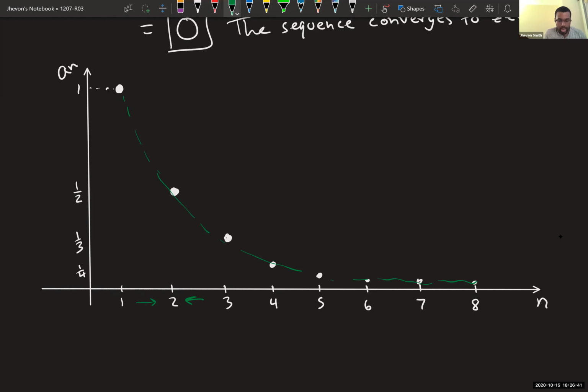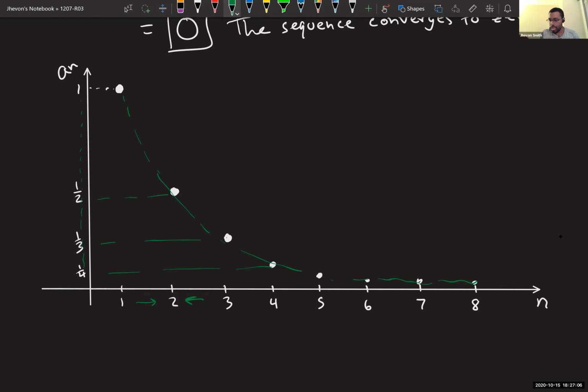So while I cannot approach any individual point, I can talk about what's happening as we go off to infinity, as I go off far, far, far to the right. What are the outputs? Right, these guys on the y-axis, they can get arbitrarily close together. But on the x-axis, they can't. So on the vertical and horizontal.